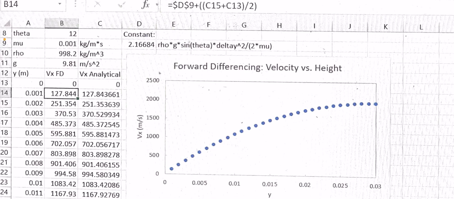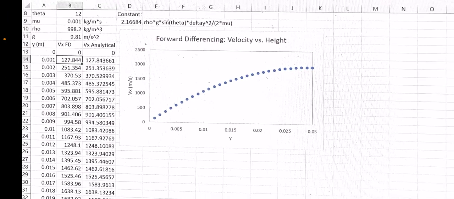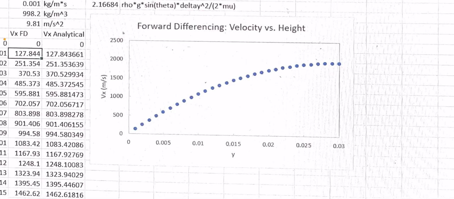And so the constant that I mentioned earlier, rho g sine theta delta y squared over 2 mu, is 2.166. And then I just add that to the average of the below and above values for the analytical solution, which is in this case 251.35639 and 0. And so I add the average of those two, and then Excel does the rest and makes this nice looking graph, which is what it's expected to look like, with a velocity of 0 at the height of 0 and a maximum velocity at the top of the flow.